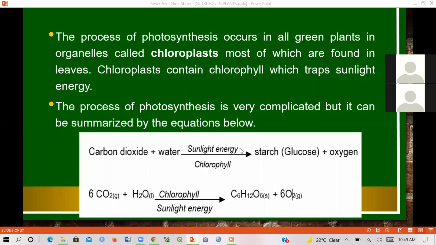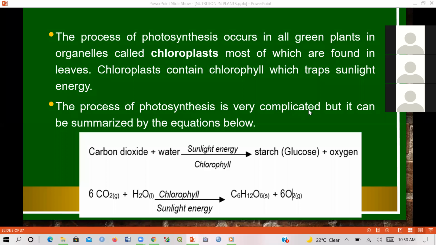I've seen questions asking students to state or to write down the equation for photosynthesis. Now, don't be scared by this chemical equation here, the second equation. If you can't write it as it is, you're always free to write the word equation. Biology is not chemistry. In chemistry, they would want the second one. But for us in biology, feel free to write the word equation: carbon dioxide plus water, you get glucose and oxygen.